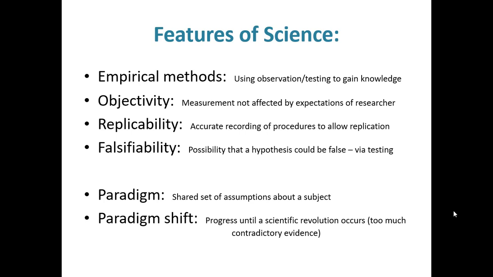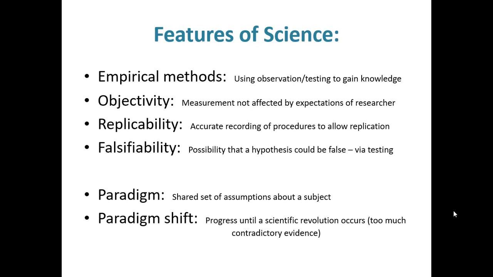It should be falsifiable. So this is the ability to be proven wrong. So if something is a science, you should be able to prove it wrong. And actually, that's what psychology does. You're not really proving that anything is correct. The point of psychology is to try to prove whether something is incorrect.